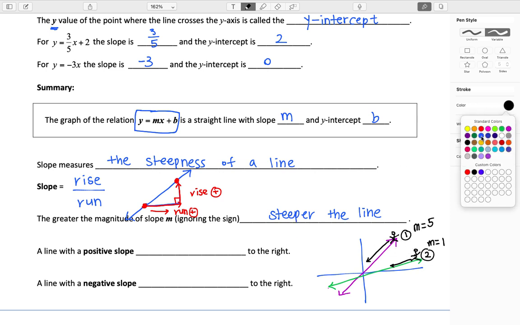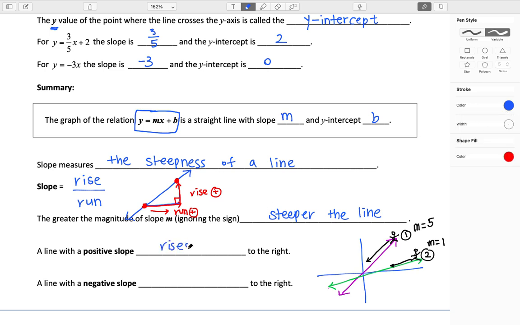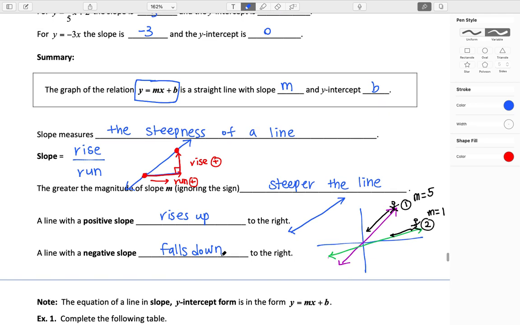So a line with a positive slope rises up to the right. So every time we read the graph, we're reading the graph from left to right. So as I read left to right, the graph is rising up. A line with a negative slope falls down to the right. So for example, as I read left to right, the graph is going down. This is a negative slope.